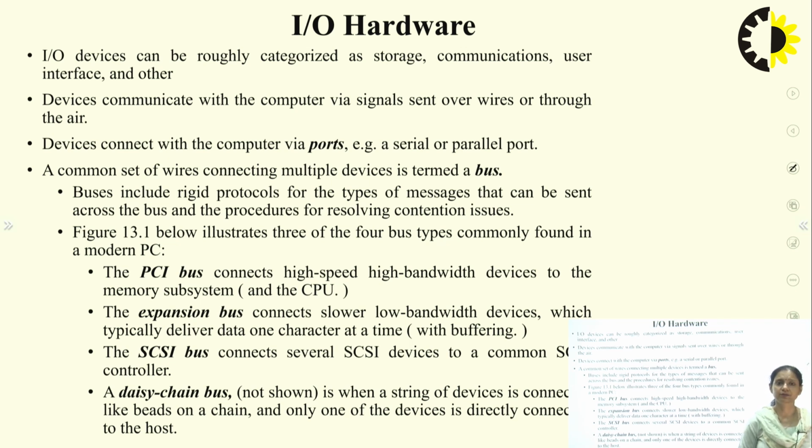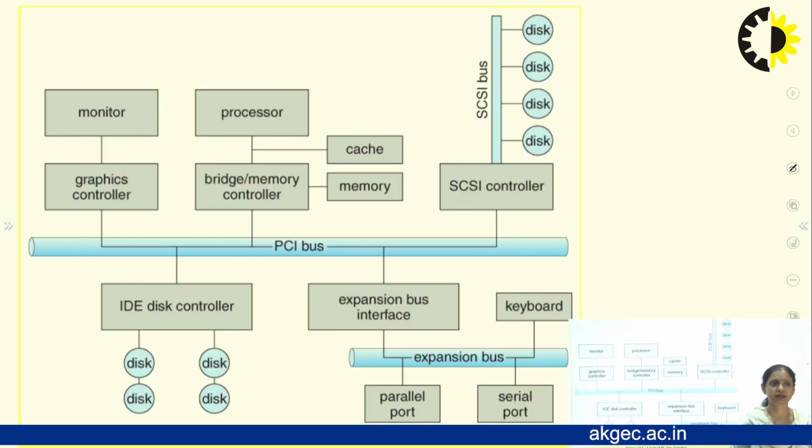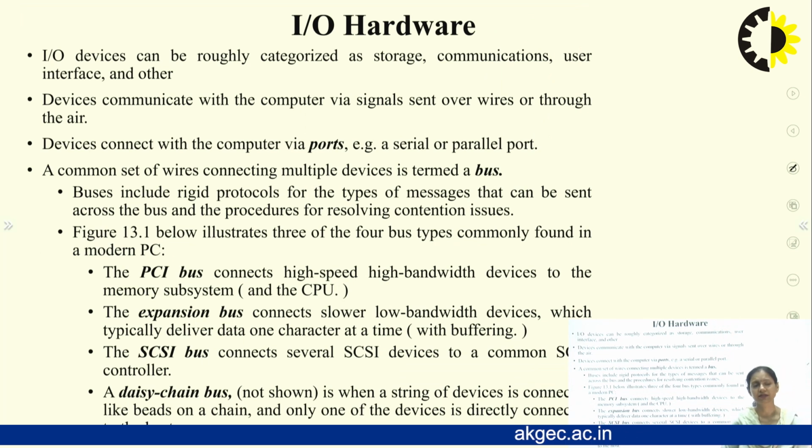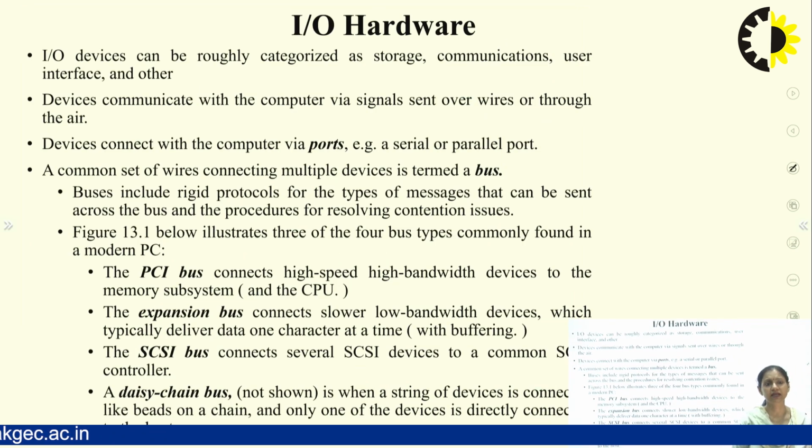Now we have different types of buses. They include rigid protocols for the type of message that can be sent across a bus and the procedures for resolving contention issues. If we look over here, we have a figure which talks about different buses. The first bus that we have is a PCI bus which connects the high speed, high bandwidth devices to memory subsystems and the CPU. The PCI bus is a very high frequency bus through which high speed, high bandwidth devices are connected.